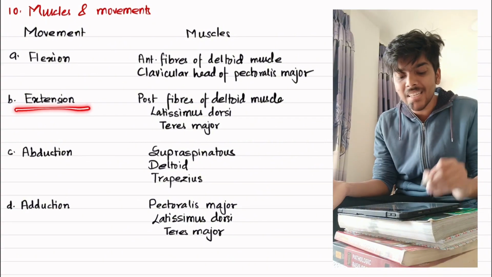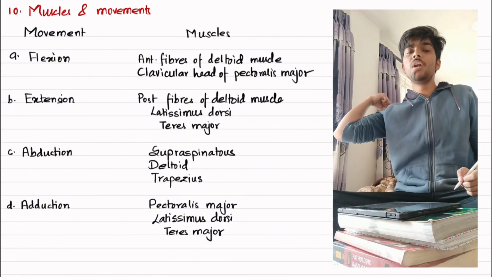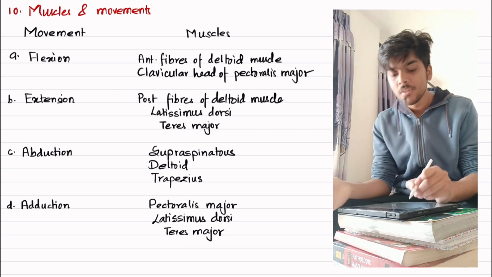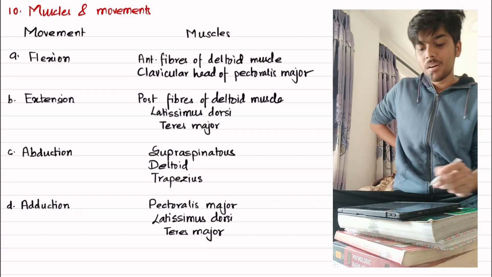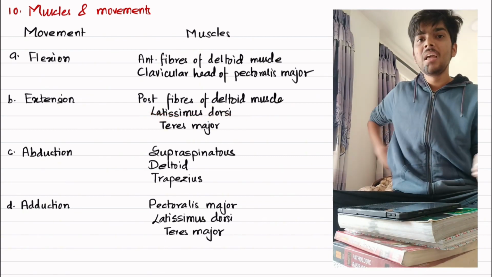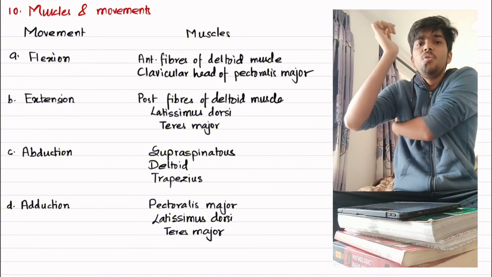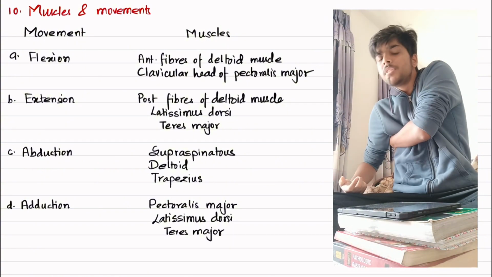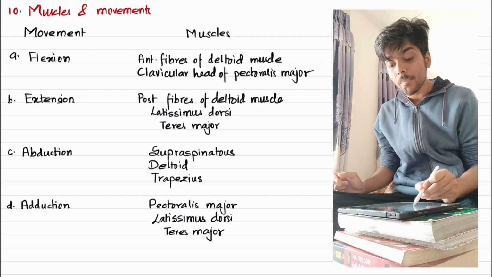Second, there's extension. During extension, the back of the deltoid muscle gets contracted. So the posterior fibers of deltoid muscle, along with that, the muscle of the back, the latissimus dorsi muscle, as well as the muscle attached to the lower part of the scapula that twists and attaches in front of the humerus, the teres major muscle.